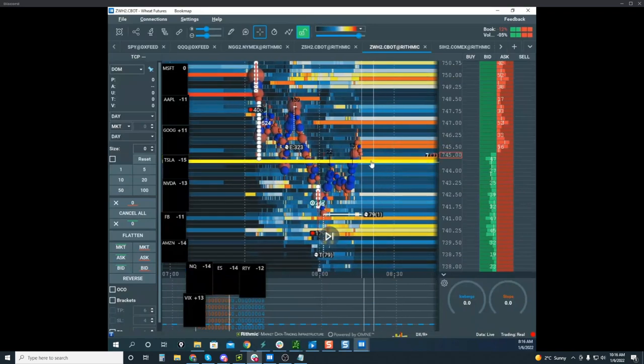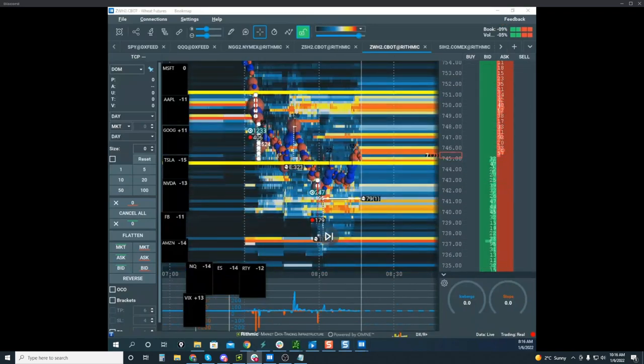So, again, I say it every week. This is not up for debate, right? This was huge stop runs in this area. That's the science. The art is how you want to trade these zones.